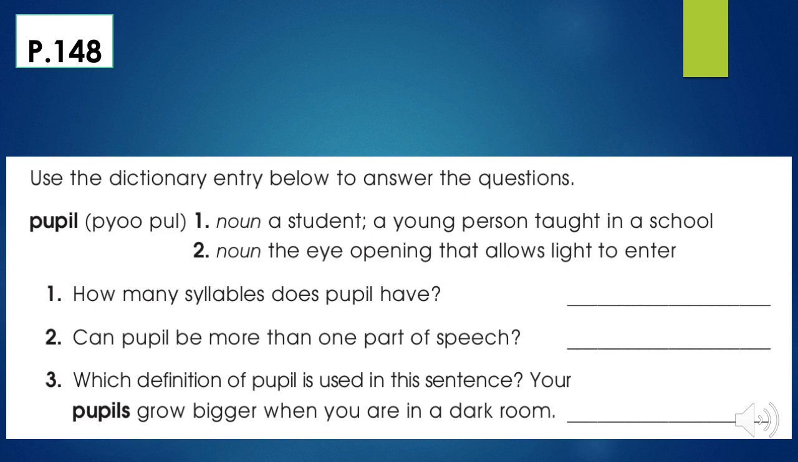Now, the other exercise. Use the dictionary entry below to answer the questions. Pupil. You have the word pupil. And here it's telling you how many syllables are in this word. Number 1, it's a noun. Noun, it means a student, a young person taught in a school. Number 2, noun, the eye opening that allows light to enter. So it has 2 meanings.